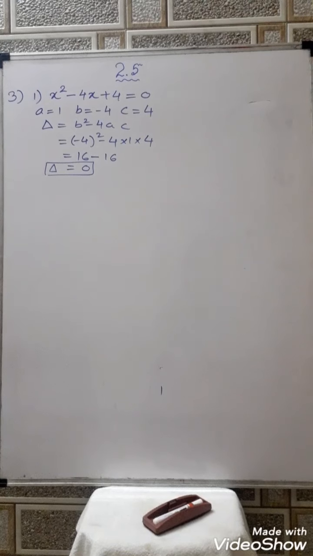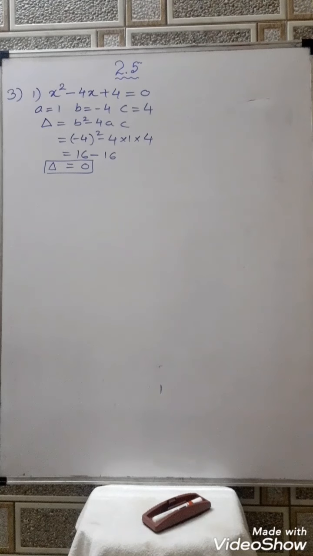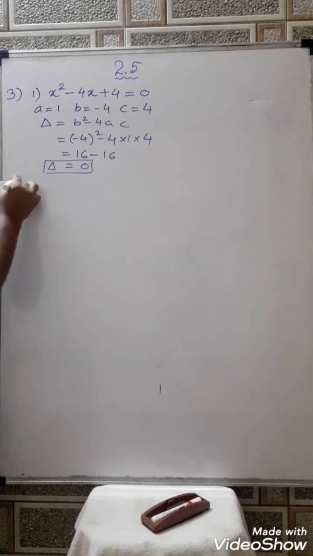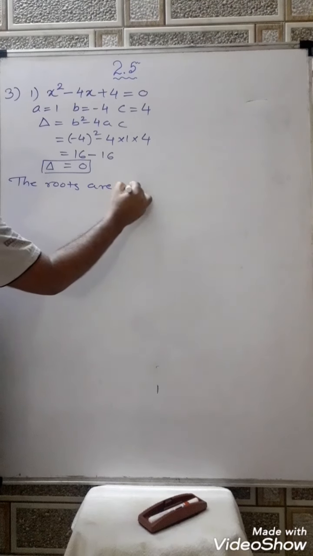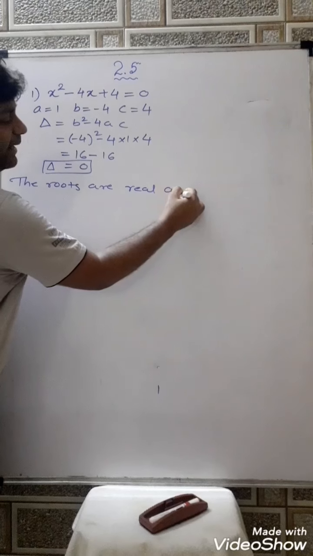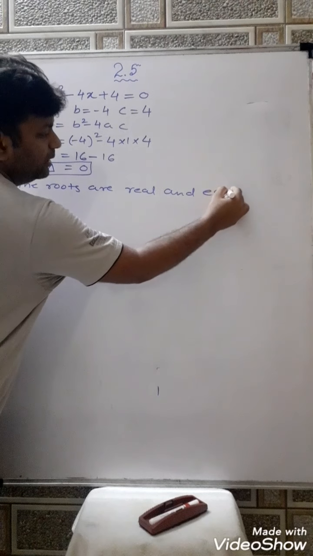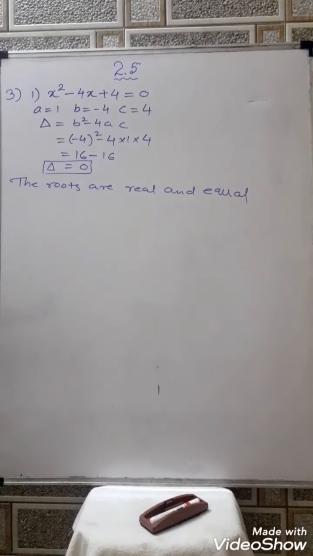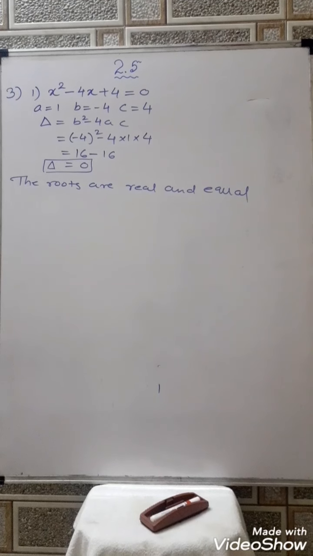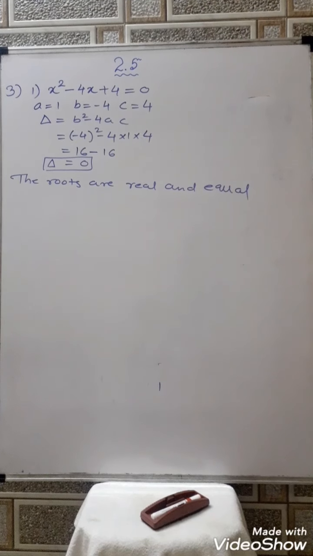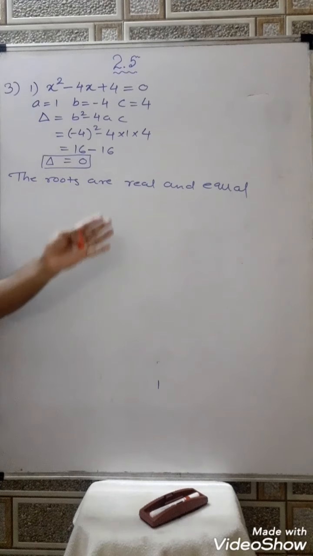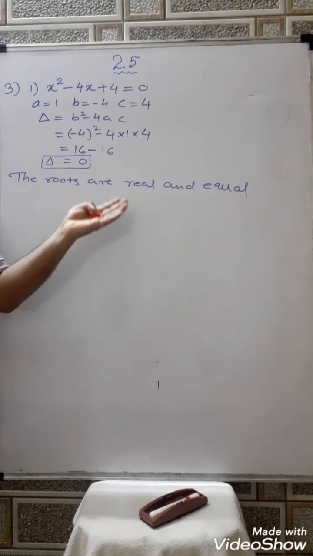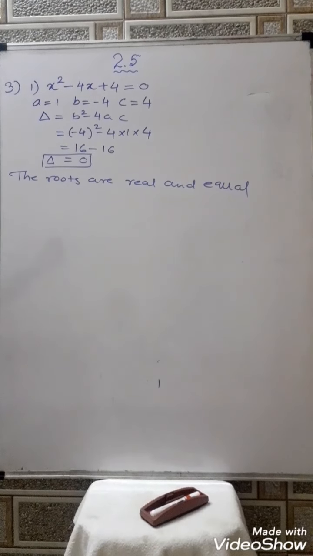Now the discriminant equals 0. So what is the nature of the roots? The roots are real and equal. Is it clear? This way you have to solve. First you have to find the discriminant, and according to the discriminant you have to write down the nature of the roots.